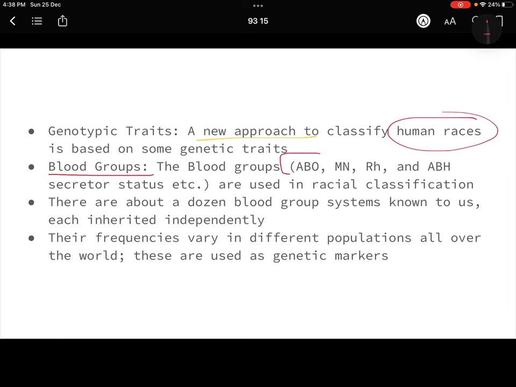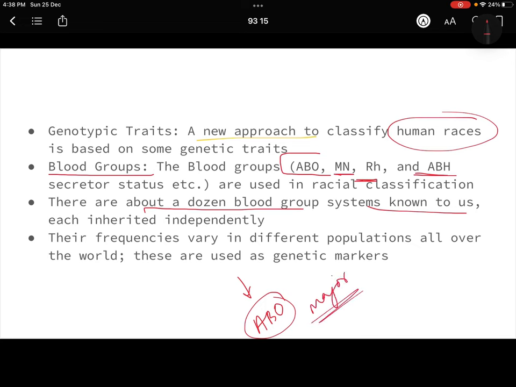I told you there are different kinds of blood groups, A, B, O. This is one kind of system of blood group. We have multiple blood group systems. For example, there is MN, there is RH, there is ABH. These are different kinds of blood groups that are there. And there are about a dozen blood group systems known to us, right? So ABO is not the only one, though it is the major one and the most important, other ones are not that important.